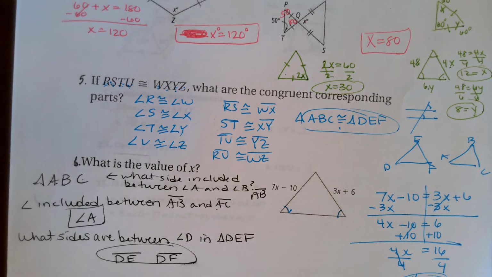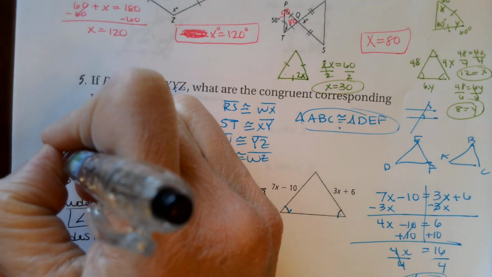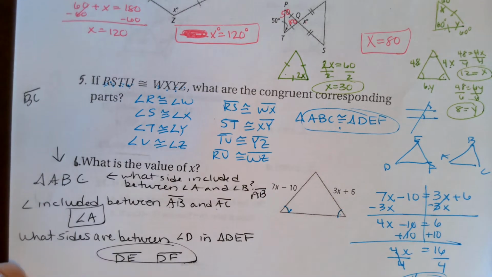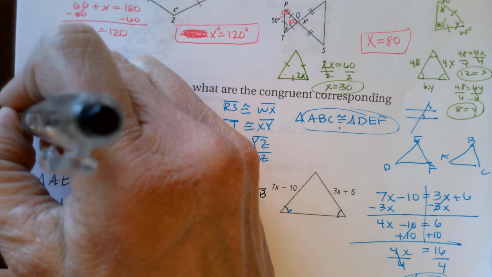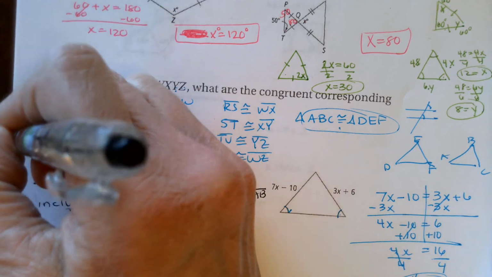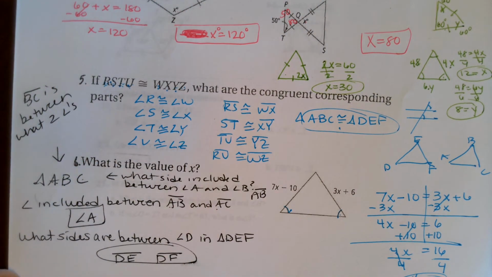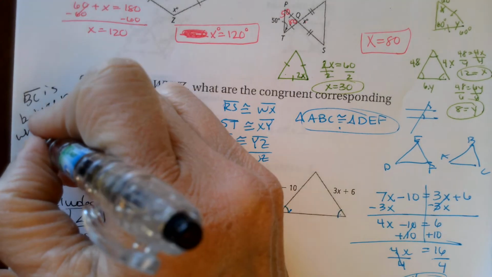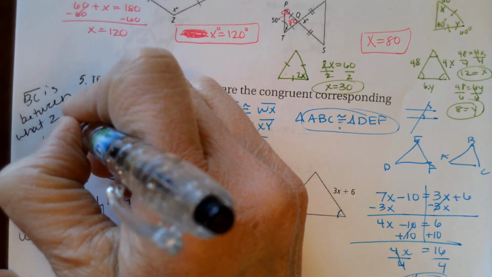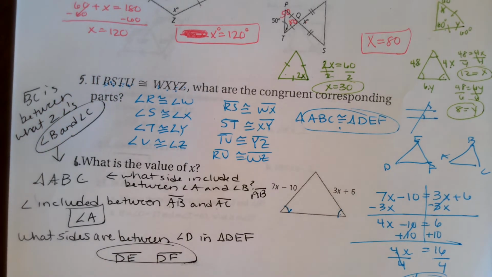Okay, now BC, same thing here. I'm going to go up here. BC is between what two angles? Angle B and angle C. Good. All right. Turn page.